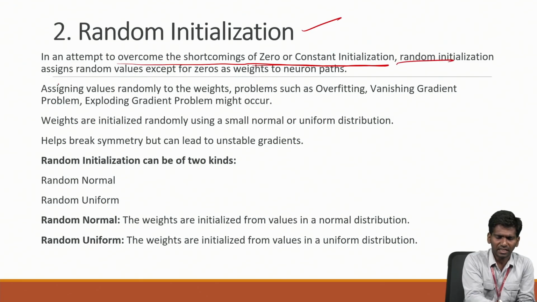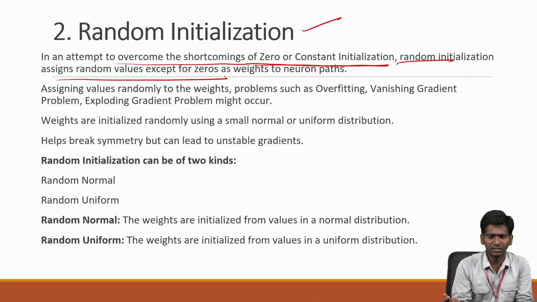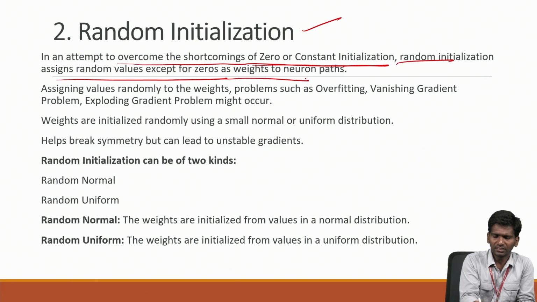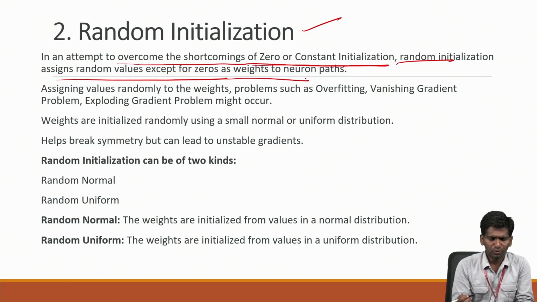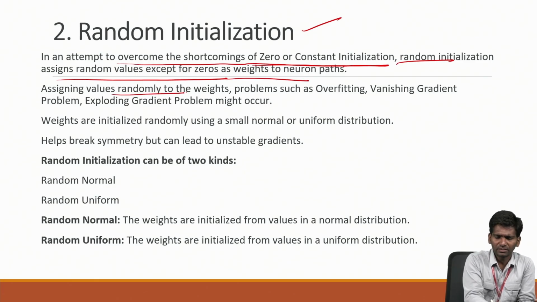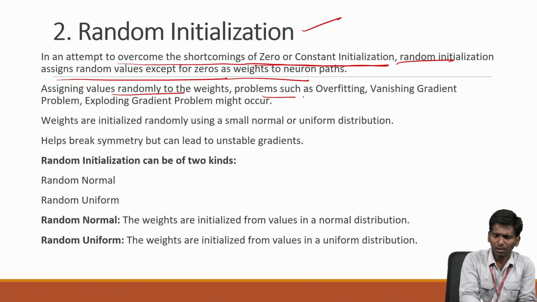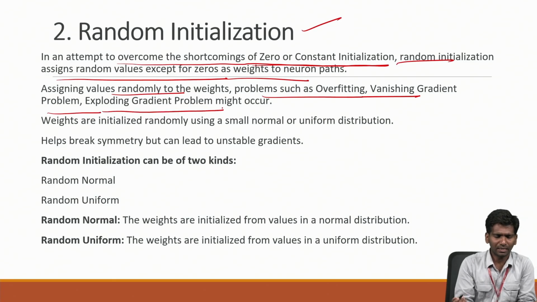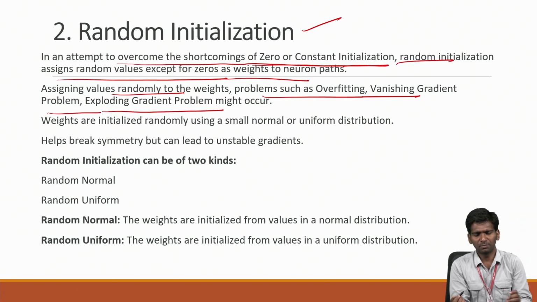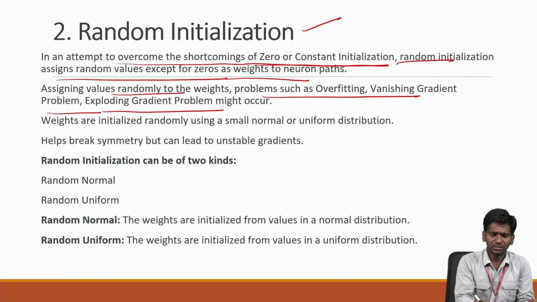Random initialization assigns random values except for zeros. For constant values, it will assign some values as weights to neuron paths, assigning these values randomly to the weights. Problems such as overfitting, vanishing gradient problem, and exploding gradient problem might occur due to this random initialization.